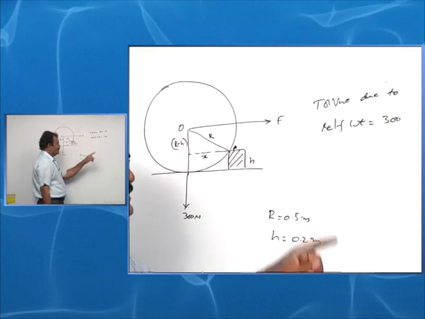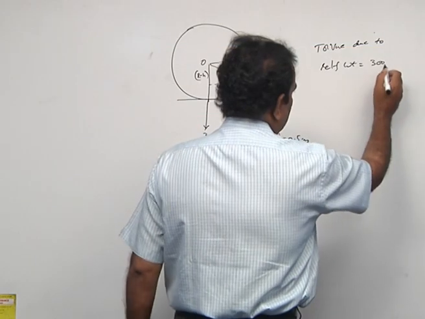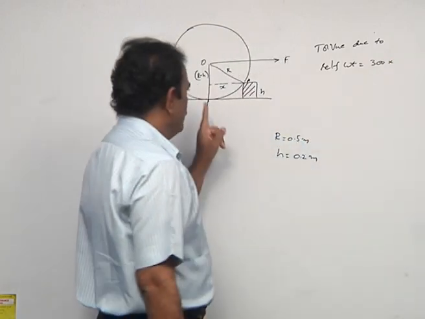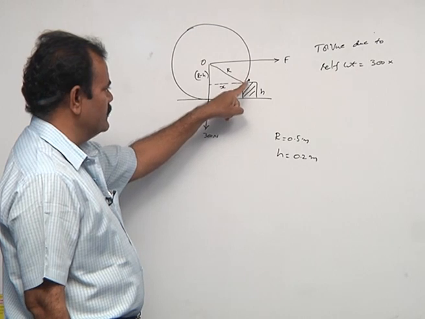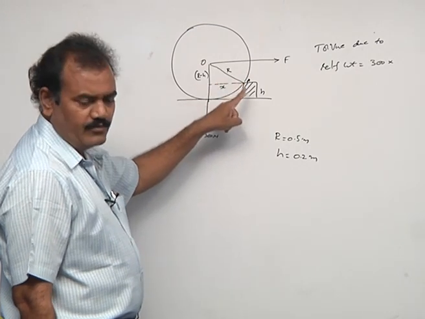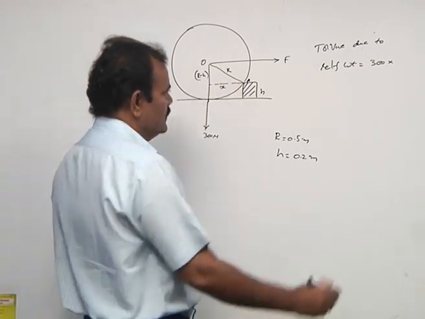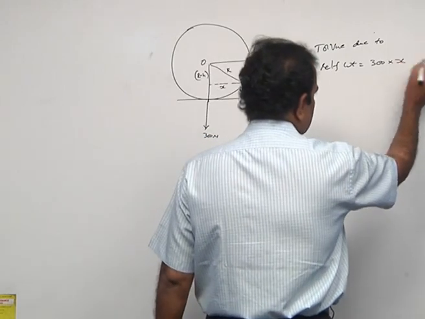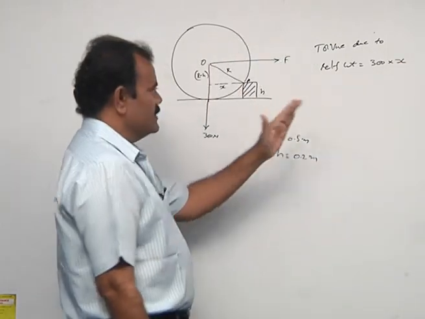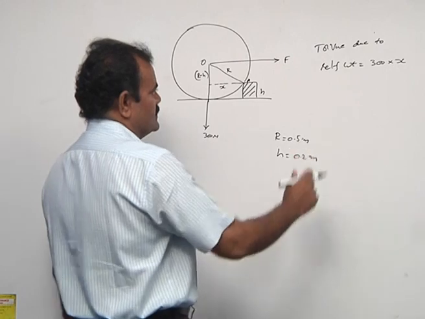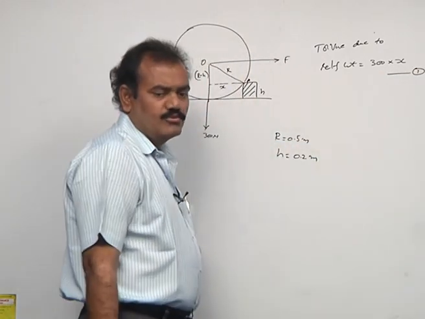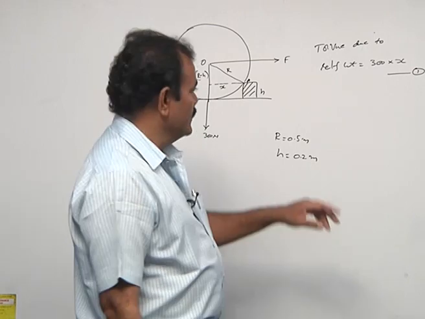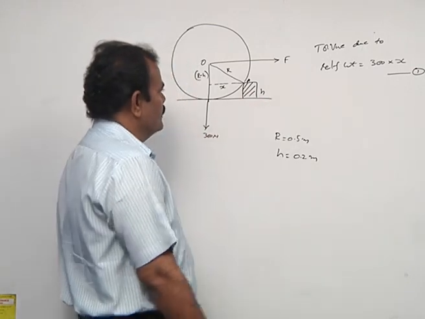So the self weight is 300 newtons, into the perpendicular distance about this point of rotation, that point of rotation is P. About that point of rotation, that perpendicular distance is nothing but x. So 300 into x is there, and x is to be determined separately. Now it is 300x. That is the first equation, and this is the torque due to the self weight of the roller.